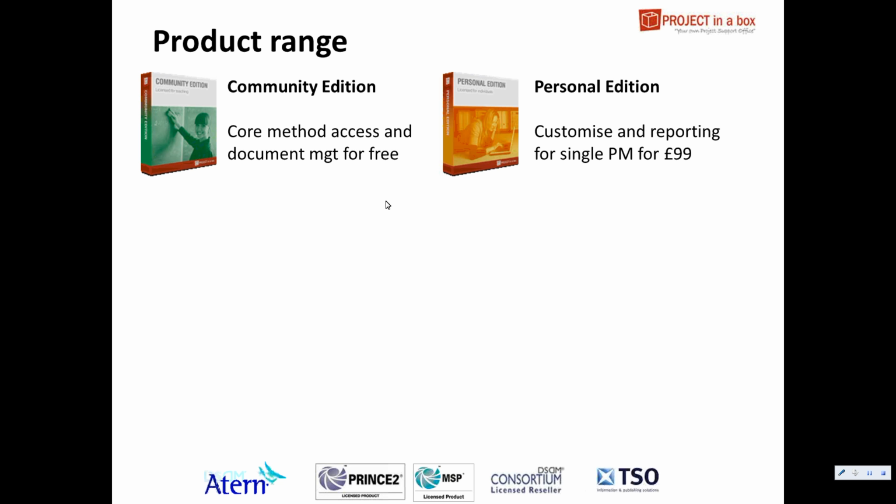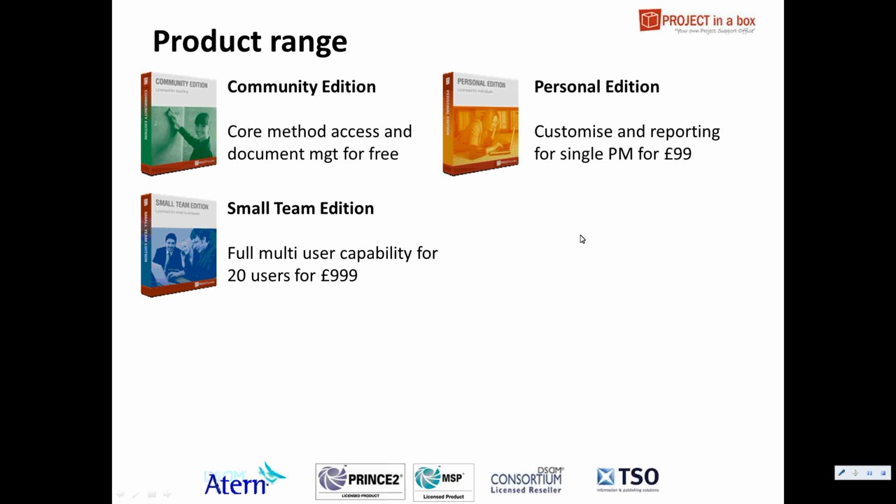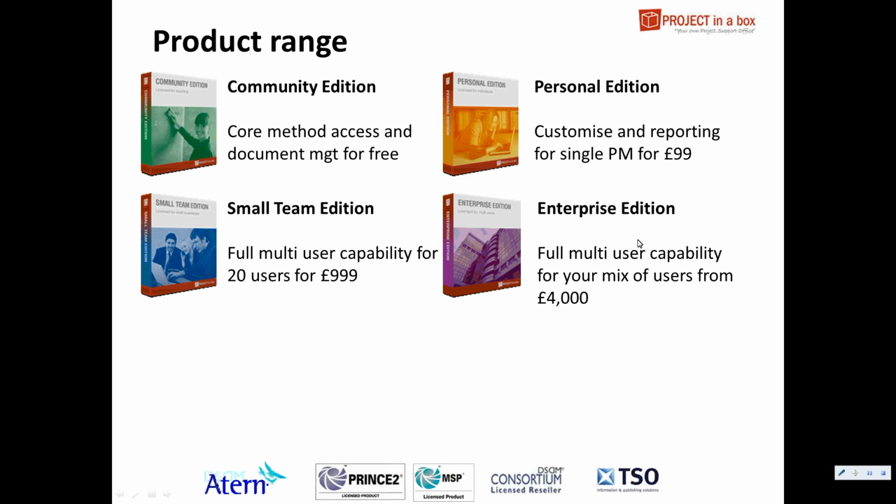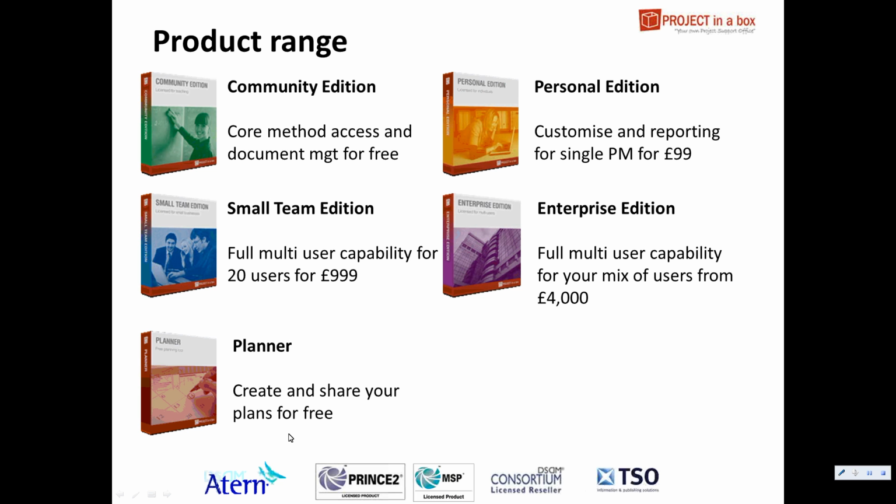Personal Edition allows you to then customize the methods if you'd like, and also includes reporting against the content in those projects, and that's again a single user license tool, £99. We then get our multi-user platform, Small Team Edition and Enterprise Edition, both exactly the same technical product. There are some method differences, but they are the same technical product, just licensed at two different levels. One licensing for up to 20 users for smaller teams, and then you can choose the mix of licensing you want, which starts at £4,000 for bigger organizations. Planner is a completely free tool for doing task, risk, issue, plan, cost management on your projects, and is provided supporting all four of the main methodology type platforms.